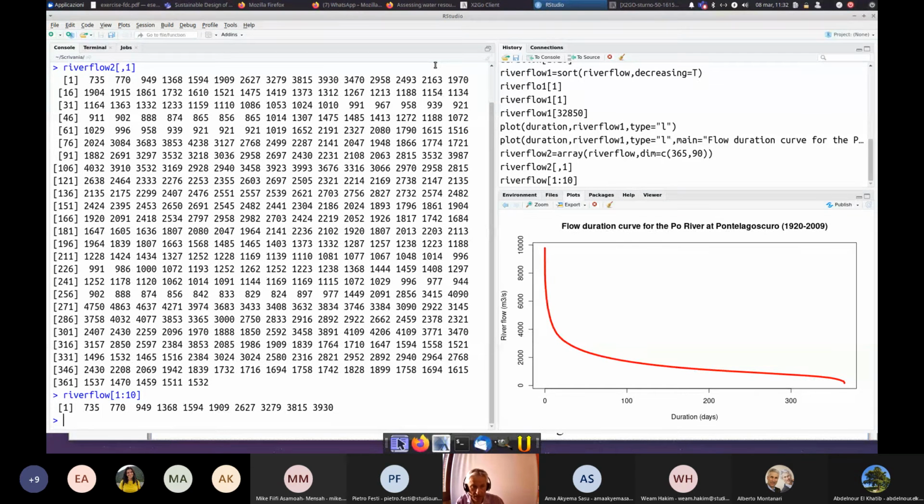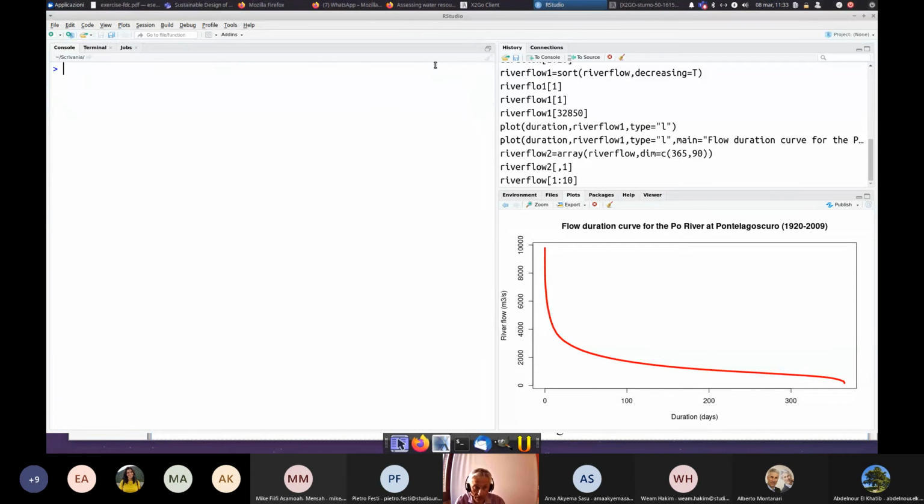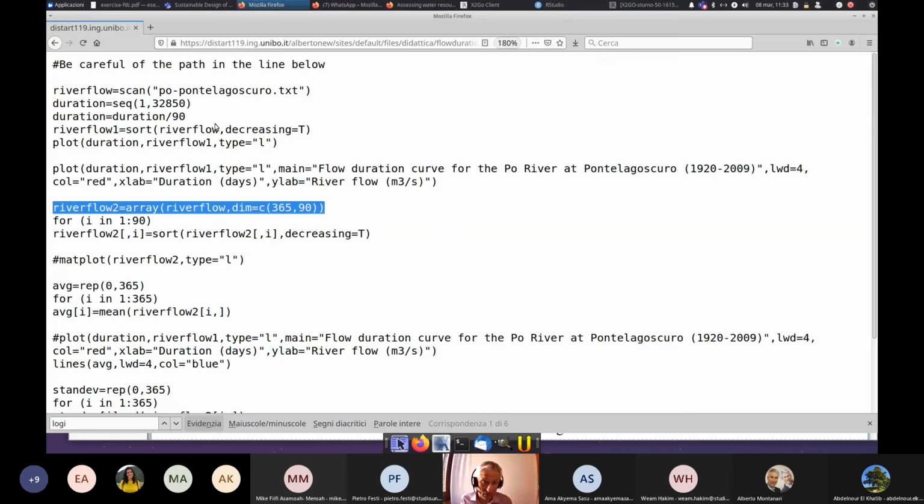Very good. Now I have to compute the flow duration curve for each row, for each year. So I have to sort each row in descending order. How to do this? In order to do this, I repeat what I have to do. What is my task now? To sort each row of the array river flow 2 in descending order. Okay? Now, how can I do this? Let's look at the instructions.